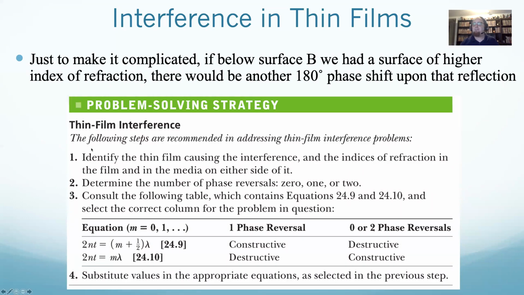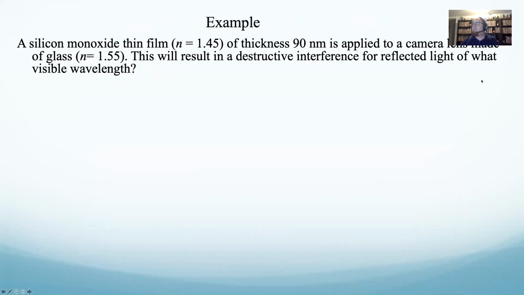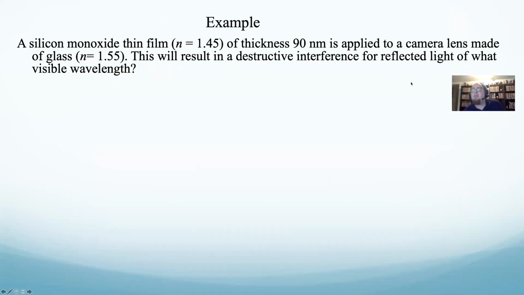Let's do a problem. A silicon monoxide thin film of thickness 90 nanometers is applied to a camera lens made of glass. This will result in destructive interference with reflected light of what visible wavelength?